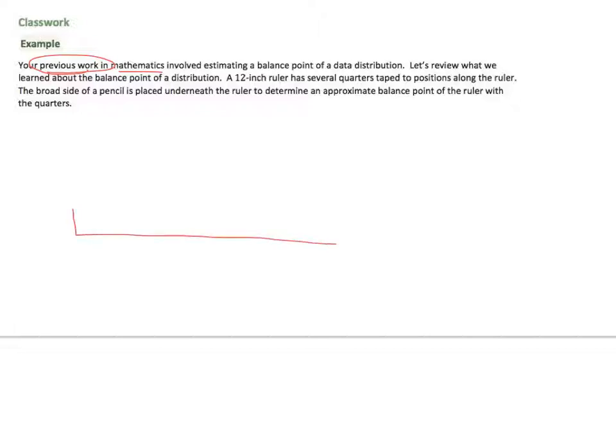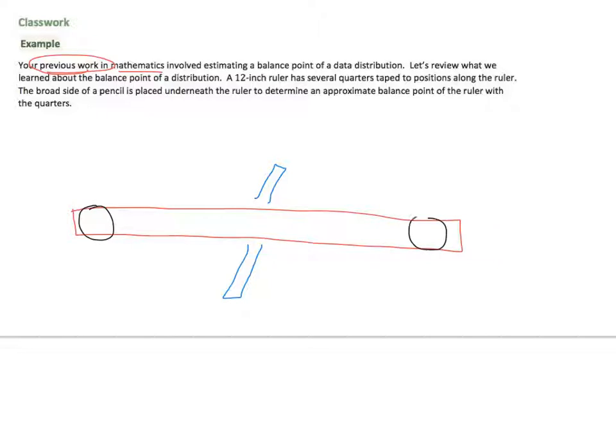If we pretend I have a 12-inch ruler with several quarters taped along the ruler. The broad side of a pencil is placed underneath the ruler, here's my pencil, to determine the approximate balance point of the ruler with the quarters. So if you pretend, hold on a second. I've got some quarters here. If I drew the quarters there and assumed that was right in the middle, the ruler should stay balanced.